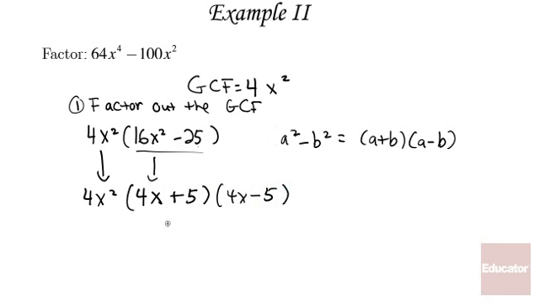This was much easier to work with since I pulled out the greatest common factor. And then after that, I made sure I brought that down, and then I just went ahead and factored this out into 4x plus 5, 4x minus 5.